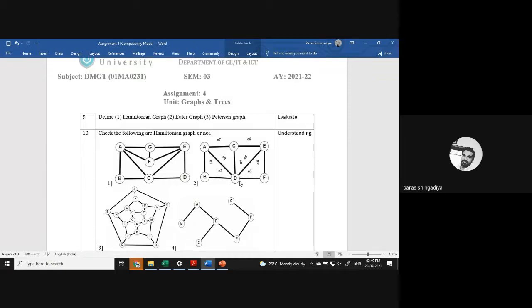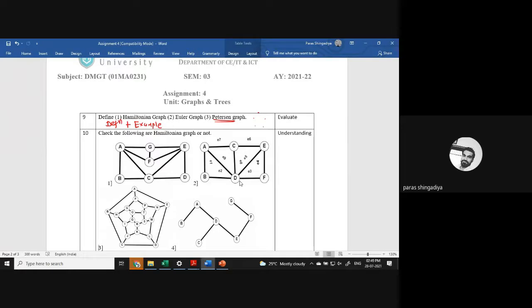In that you have to write a definition of Hamiltonian and Euler, and also mention with example. Clear? Write a definition, plus one counter example. This is Hamiltonian graph, this is Euler graph, and here in the third one Peterson graph. In the Peterson graph, just draw it, it's a sketch. There is no such definition in Peterson graph, so you have to mention the graph only here by using 10 vertices.